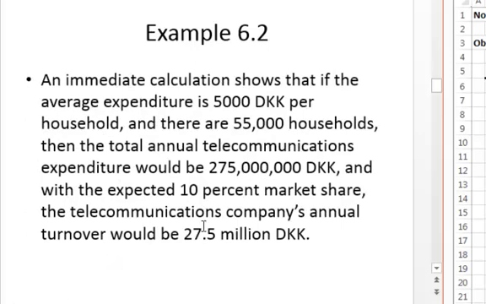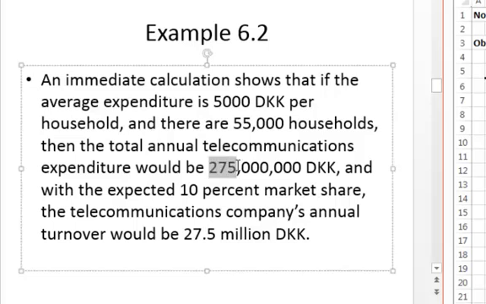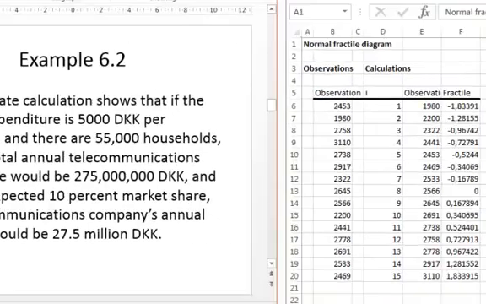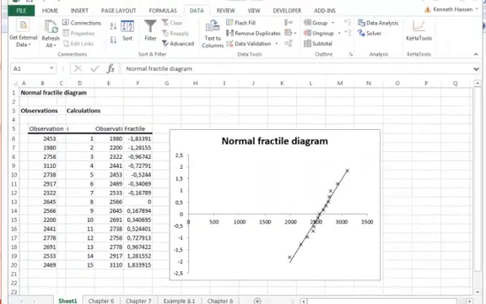If we just calculate, we see that the market should have a size of 275 million Danish crowns, and the telecommunication company's share would be 27.5 million crowns. But that is probably not correct. We need to take the sampling uncertainty into account. So we make a confidence interval.